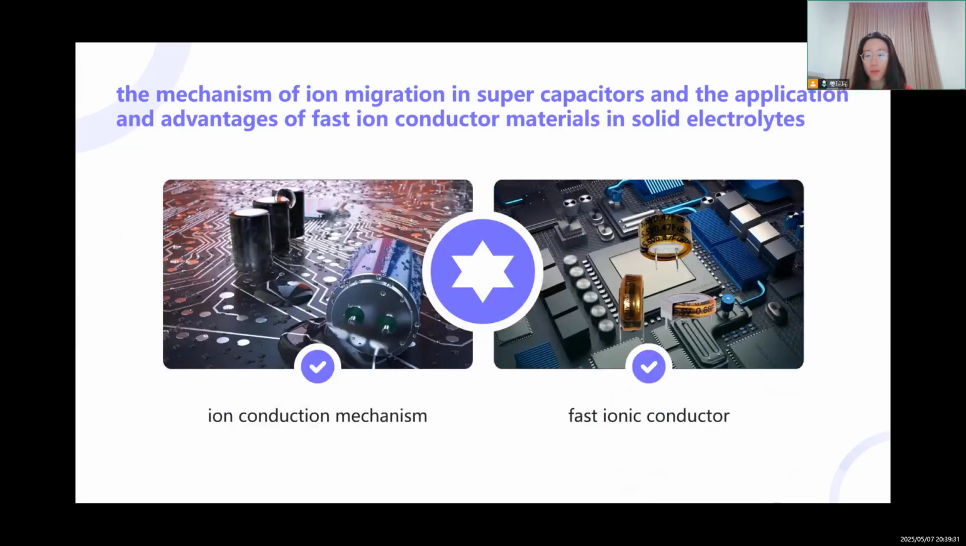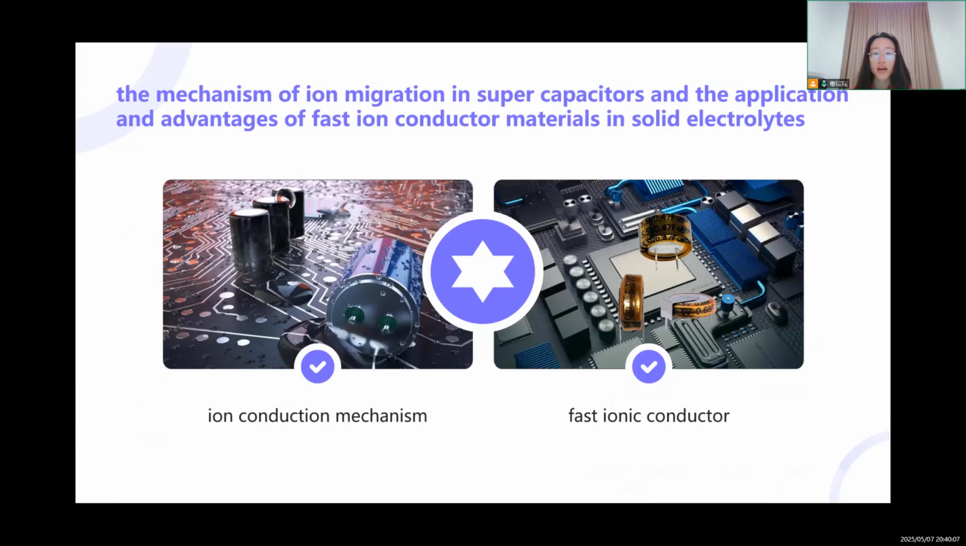And then I will talk about the mechanisms of ion migration in supercapacitors and the application and advances of fast ion conductor materials in solid electrolytes. First is the ion conduction mechanism. Supercapacitors rely on the repeated migration of ions between electrodes, achieved through ion hopping and the movements of polymer chain segments.